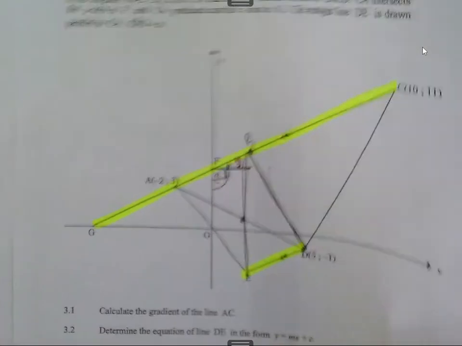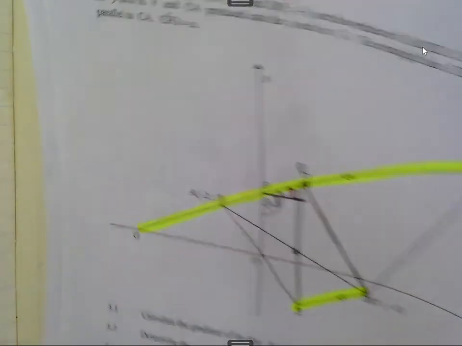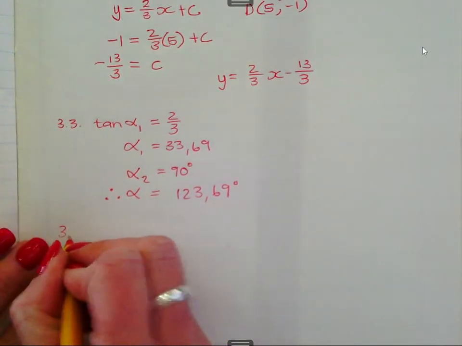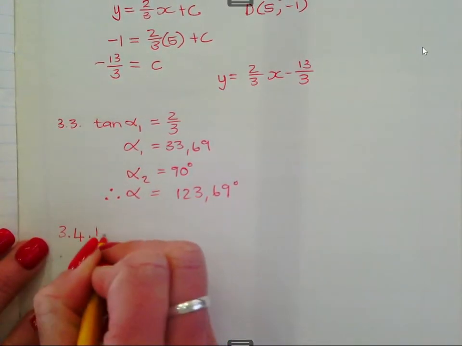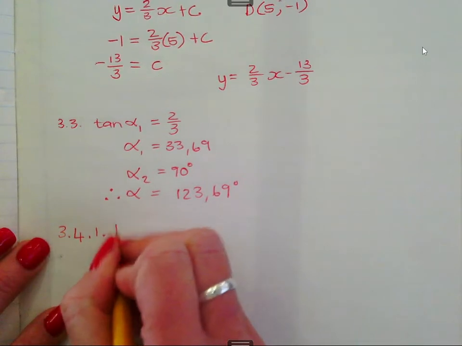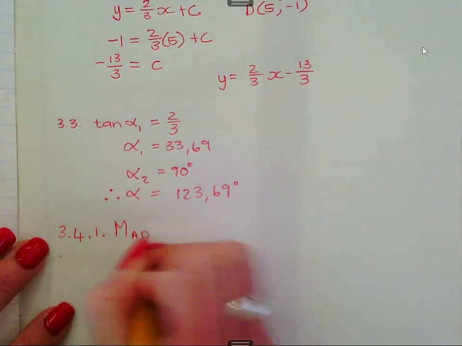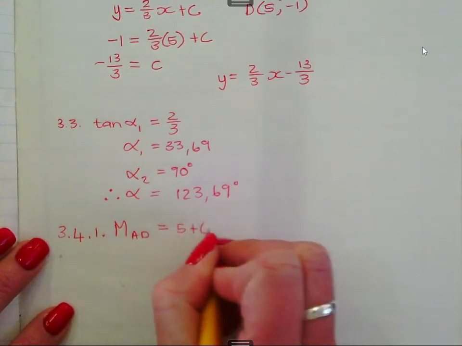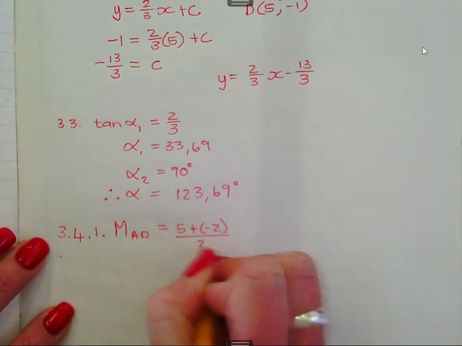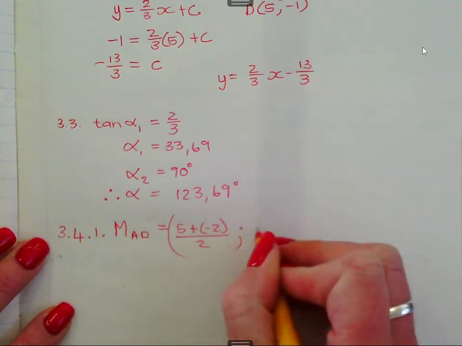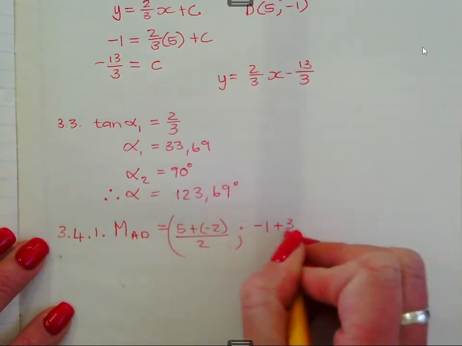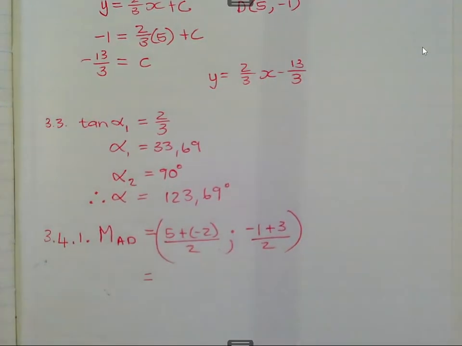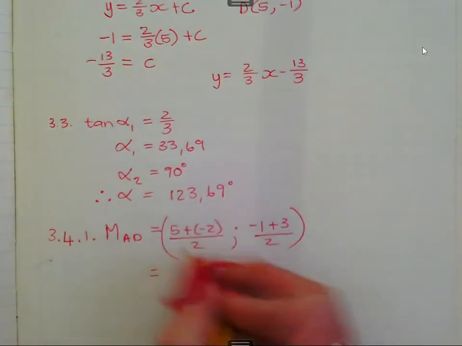Right, so at 3.4.1 they asked for the coordinates of M, the midpoint of BE. We are not going to calculate the midpoint of BE. We are going to calculate the midpoint of AD. And then we're going to say it's 5 plus negative 2 divided by 2, and negative 1 plus 3 divided by 2. And then my answer will be 3 over 2 and 1.